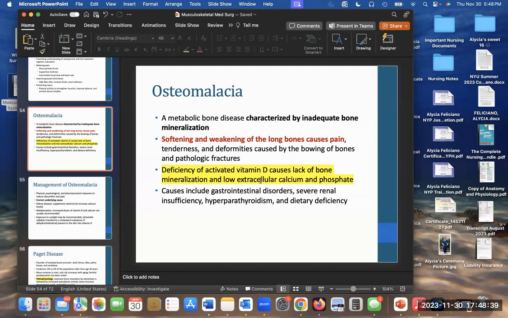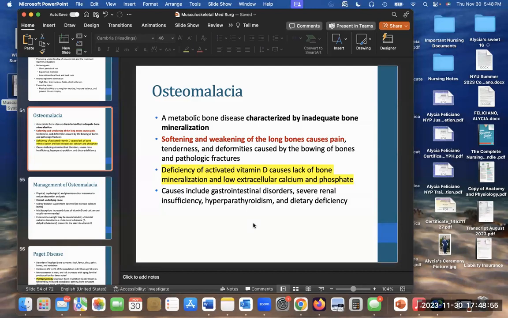Well, it's usually caused by a deficiency of vitamin D. We need vitamin D to increase the absorption of calcium. So we need increased vitamin D, increased calcium. For most of these bone problems, that's what's going to come up, okay?